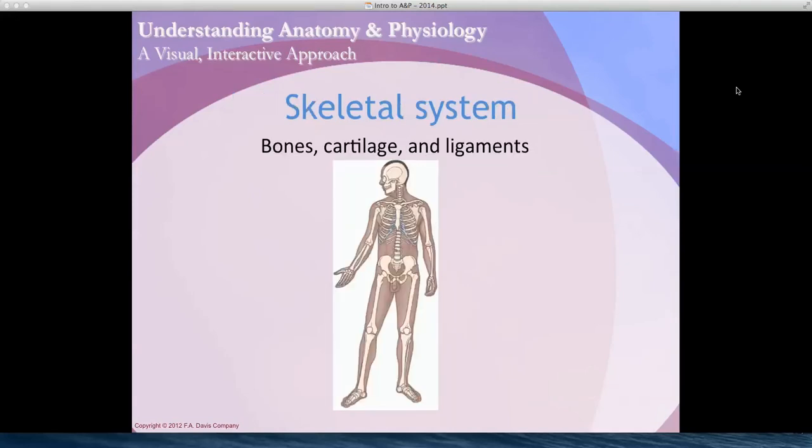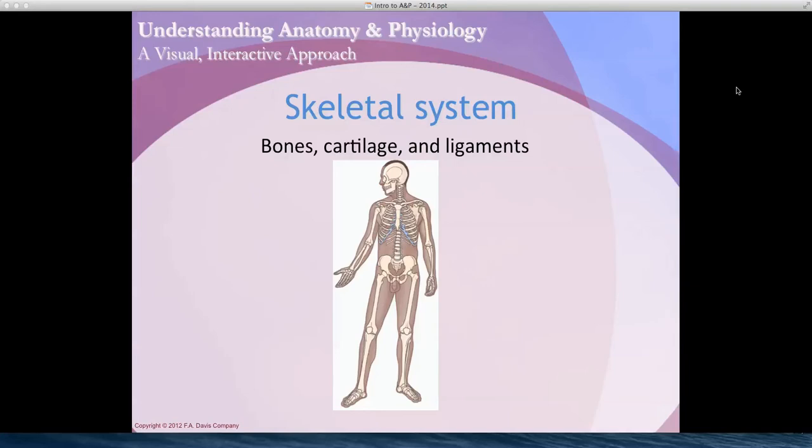Each of these systems we're really going to talk about in greater detail. This is really just the basis, and most of these we're going to talk about in their own different sections. So the next system is the skeletal system. It consists of bones, cartilage, and ligaments. There's a nice picture there showing you our skeletal system.